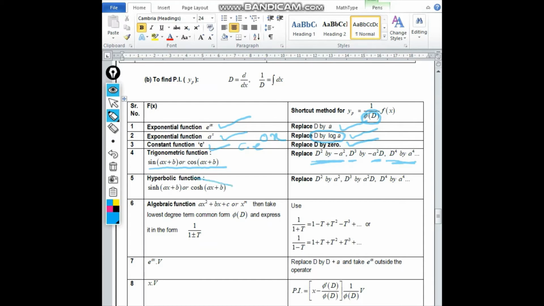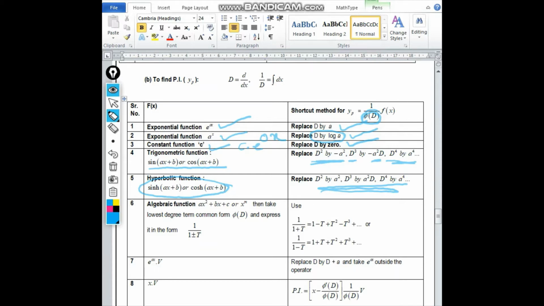Similar thing applies to the hyperbolic function, sinh x or cosh x. Instead of D square by minus a square, we replace D square by plus a square. That is the change. We replace D square by plus a square. So that is the hyperbolic function. Remember, the maximum examples in the exam come in exponential and trigonometric functions. Rarely will a hyperbolic example come.